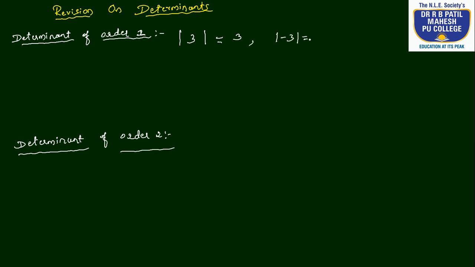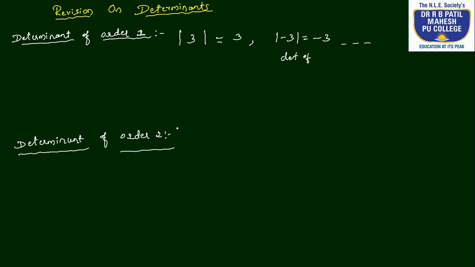Most of the students think that this is modulus. Actually, in this chapter, this is determinant. The sign for modulus is used here also, but we have to read it as determinant of. Okay. So, determinant of minus 3 is minus 3. So, this is how we find the determinant of order 1.